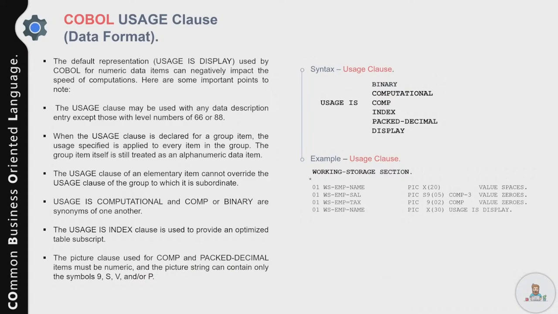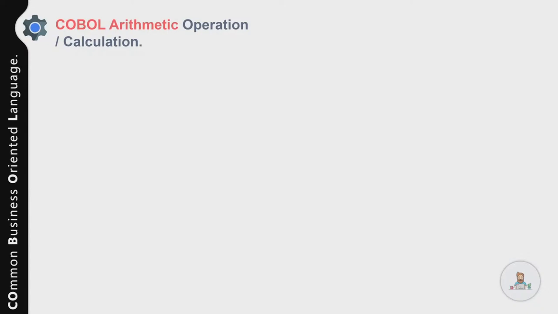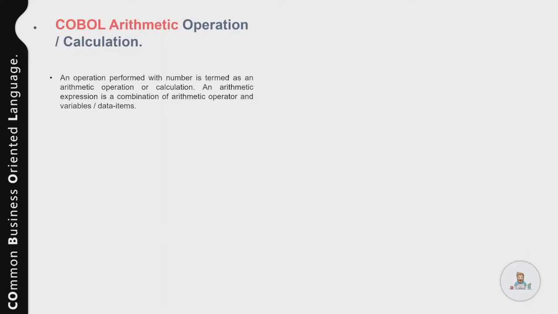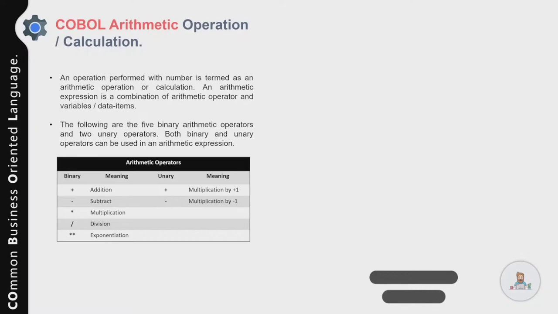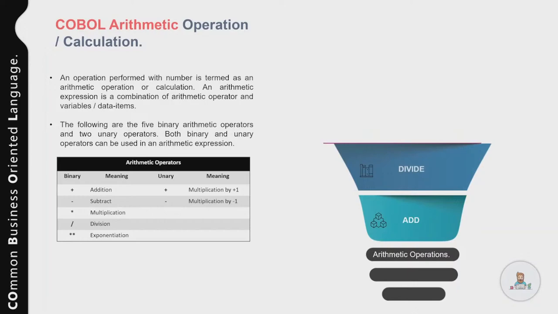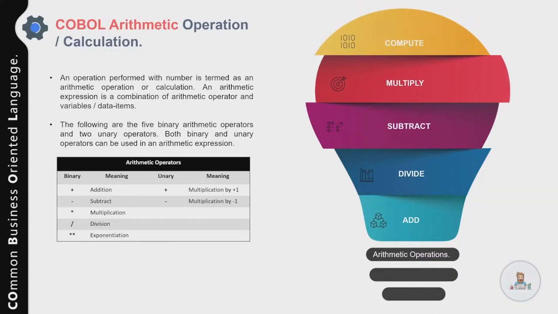Otherwise, let's move on to our next topic, that is arithmetic operations or calculations in COBOL. By definition, an operation performed with numbers is termed an arithmetic operation or mathematical calculation. An arithmetic expression is a combination of an arithmetic operator and a variable or a data item. The following are the 5 binary arithmetic operators and the 2 unary operators. Both binary and unary operators can be used in an arithmetic expression. Now let's talk about all these operators one by one.